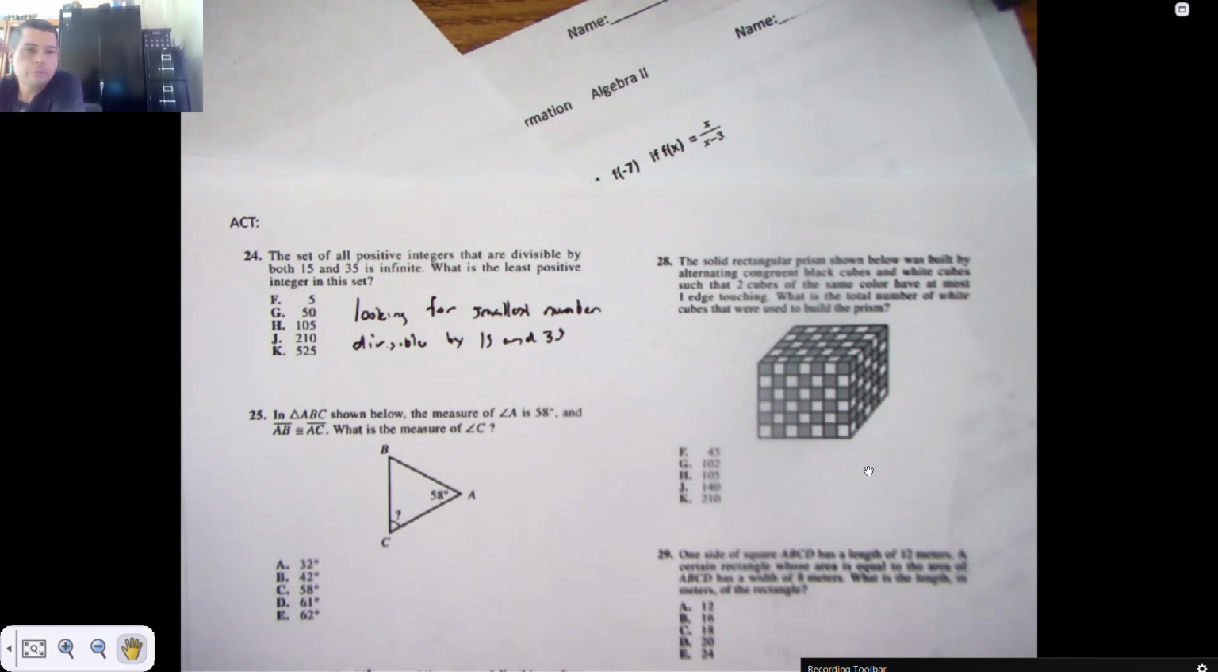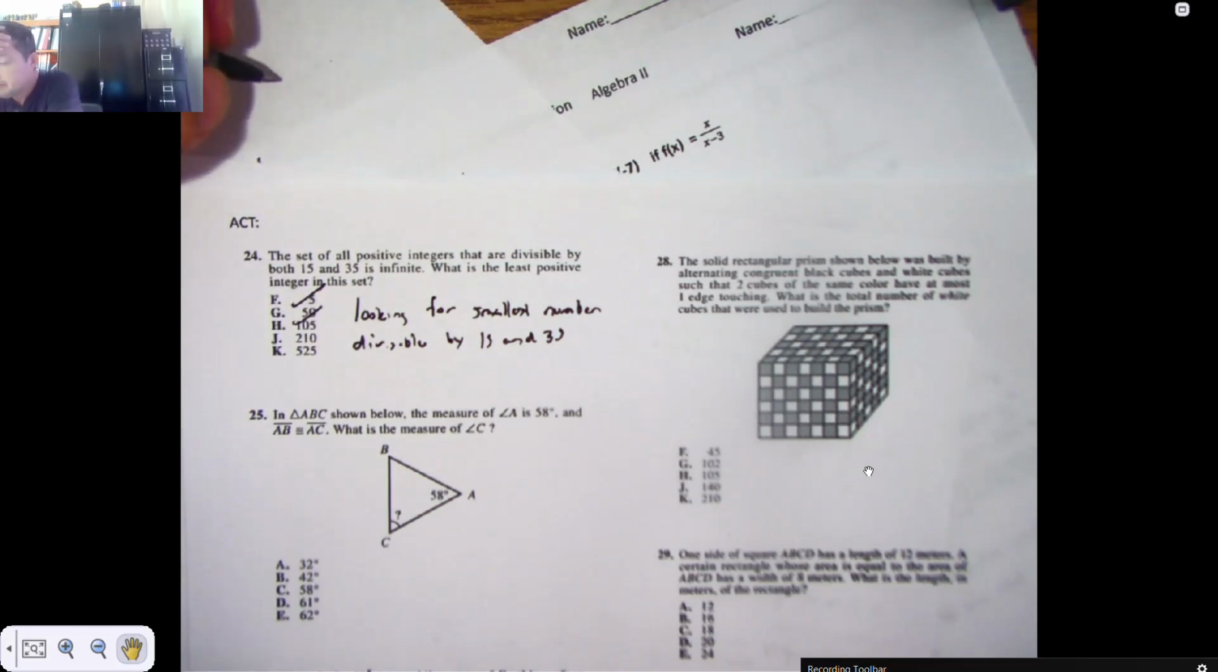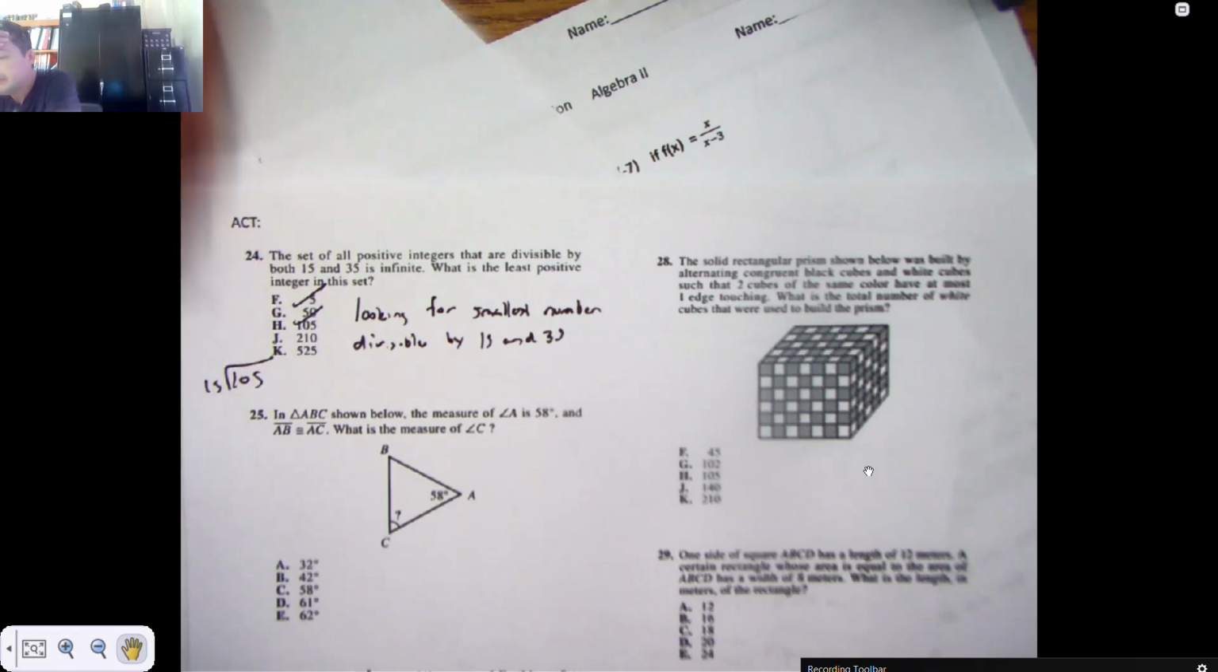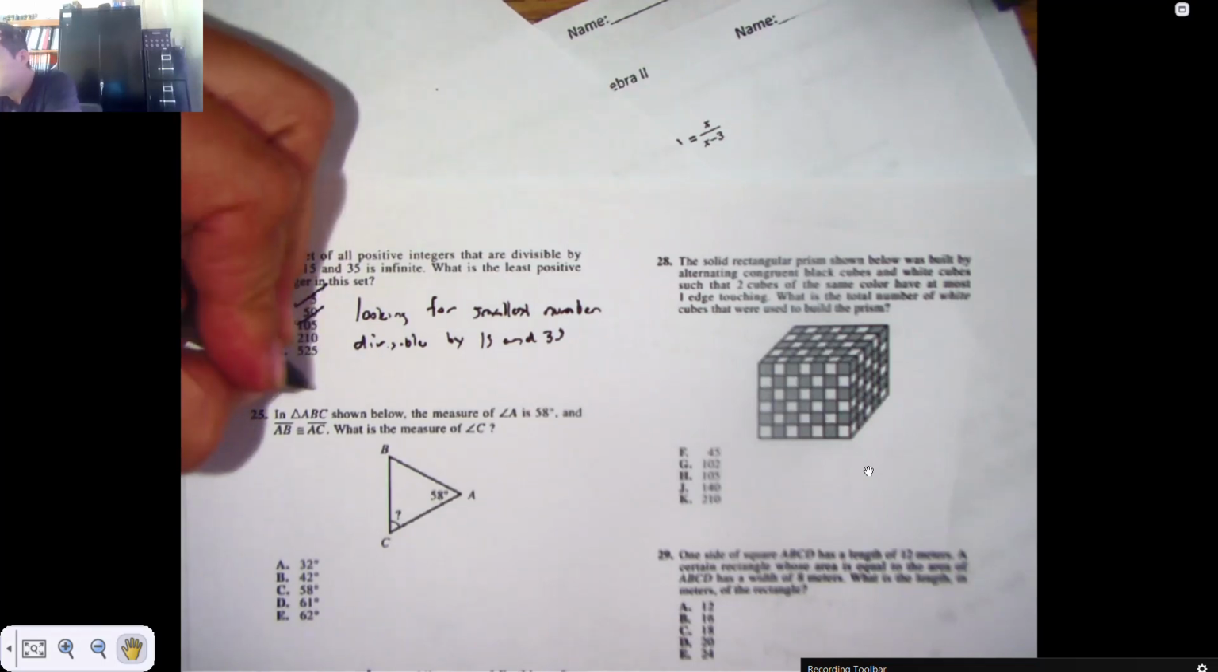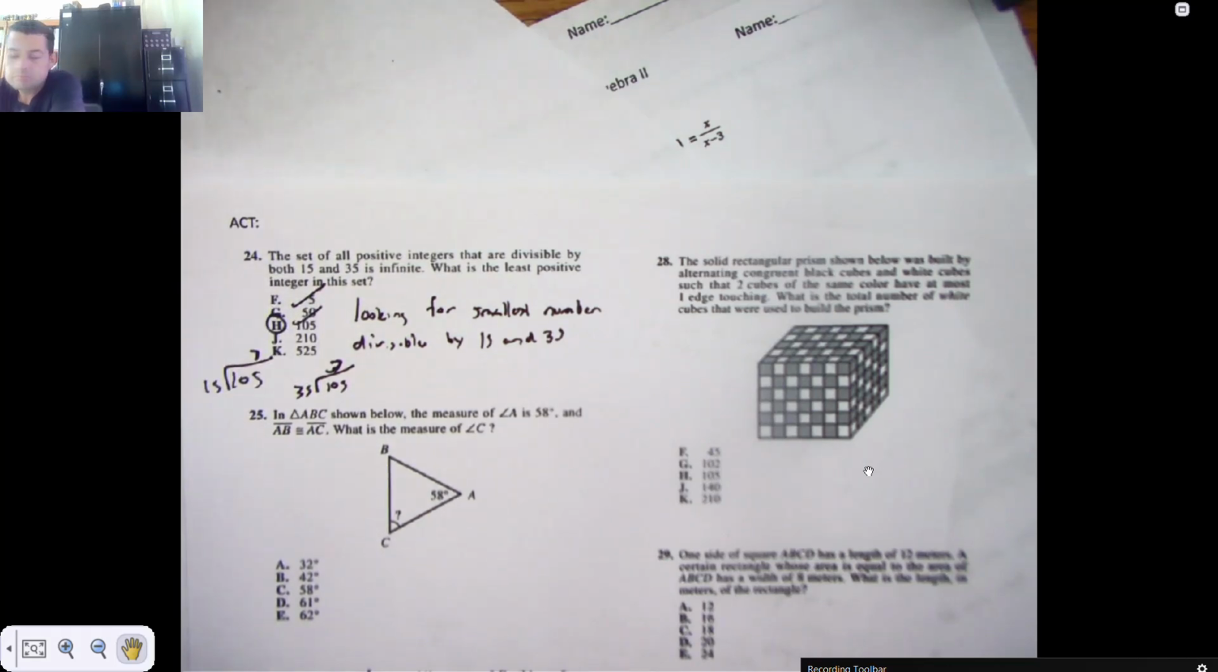Least common, I don't even remember what the terminology is. It's so long ago. Well, 15 doesn't enter 5. 15 does not enter 50. Does 15 enter 105? You know, maybe I go old school. Maybe I do this in my head. How many times is that going to happen? 7 times? Yeah. So it passes that. 105 and 35 should happen 3 times. So there she is, 105. They both go into 210 too, but this is about the smallest positive integer.